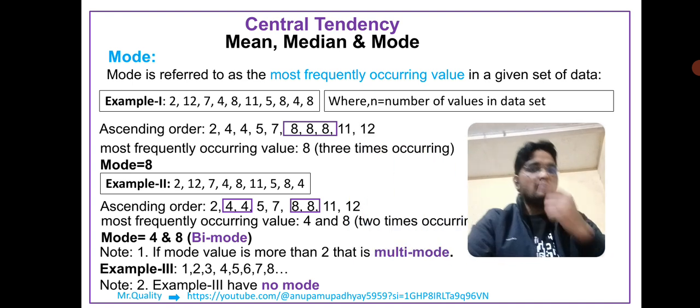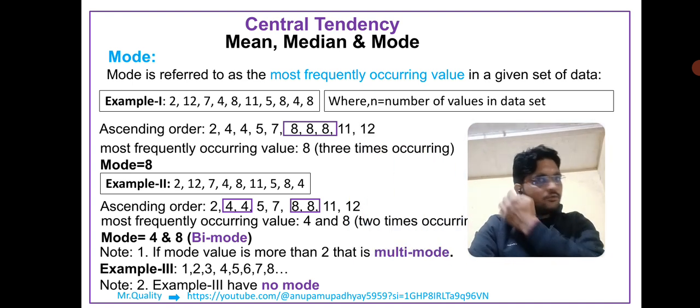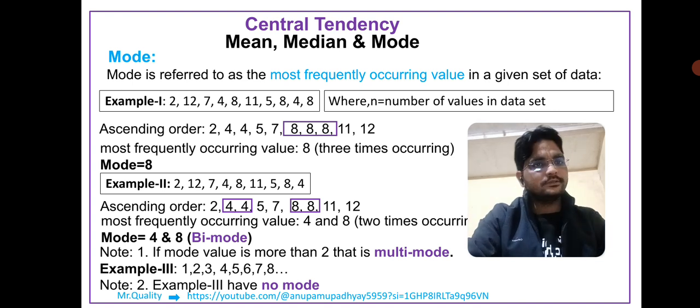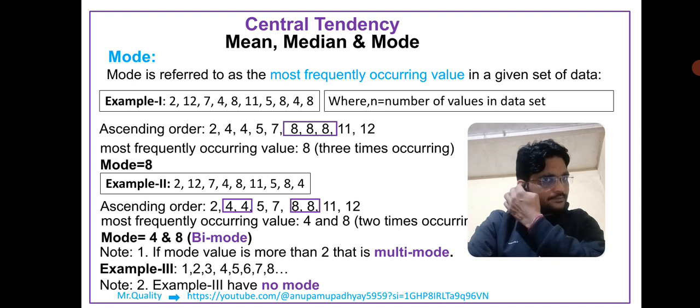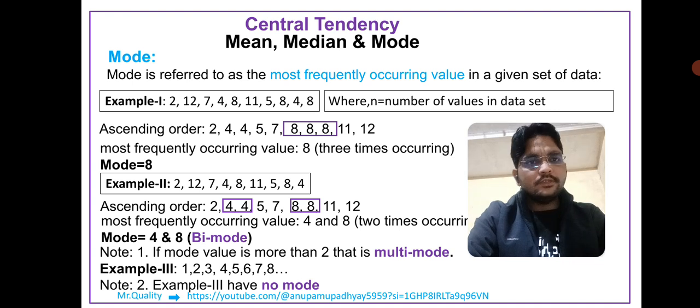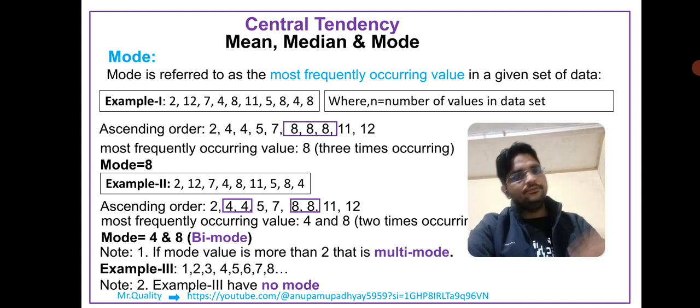In case of mode, mode is referred to as the most frequently occurring value in the given data set. Example 1: the data set is 2, 12, 7, 4, 8, 11, 5, 8, 4, 8, where n is the number of values in the data set. Arranging it in ascending order: 2, 4, 4, 5, 7, 8, 8, 8, 11 and 12. The most frequently occurring value is 8, three times, so the mode is 8.